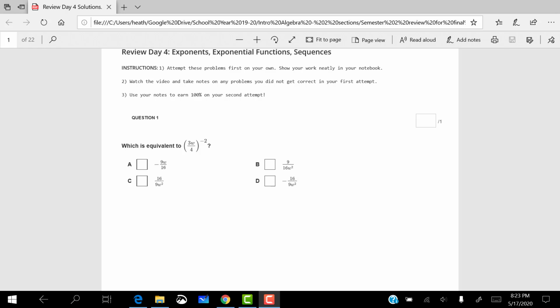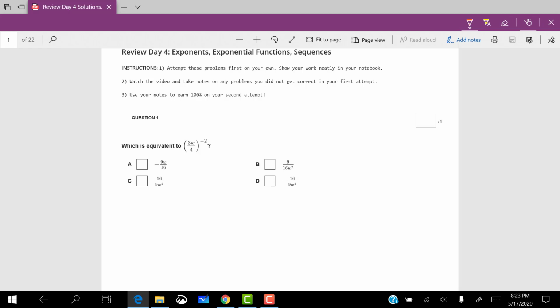Accelerated Algebra. Today we're talking about exponents, exponential functions, sequences. And if you need any extra practice on this, you can always go back and look at your old skill assessments and practice skill assessments. Make sure that you've tried this once already and that you take really good notes as you're going through it.